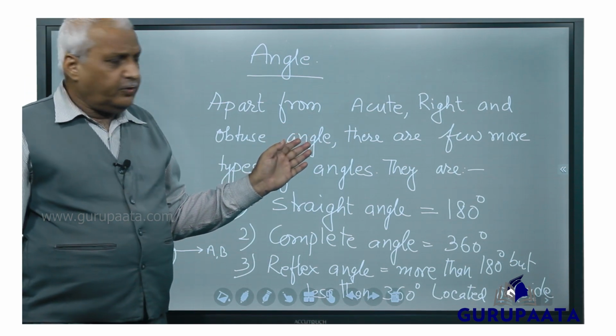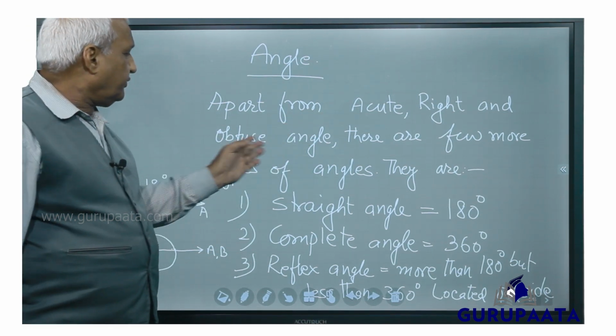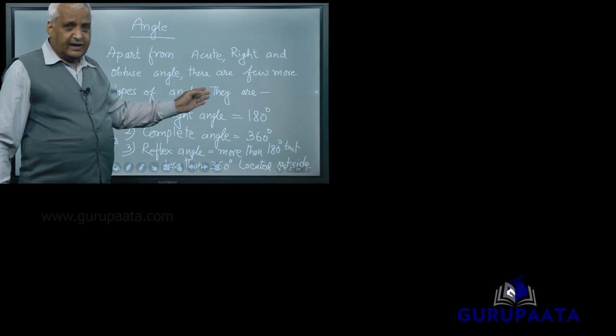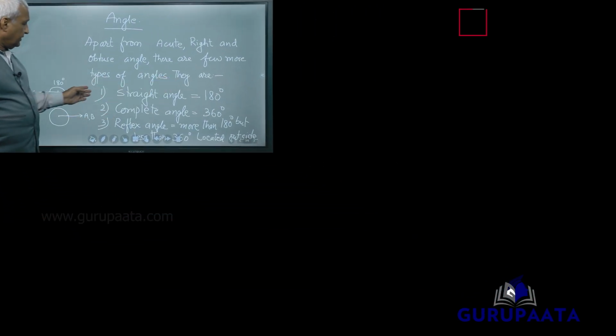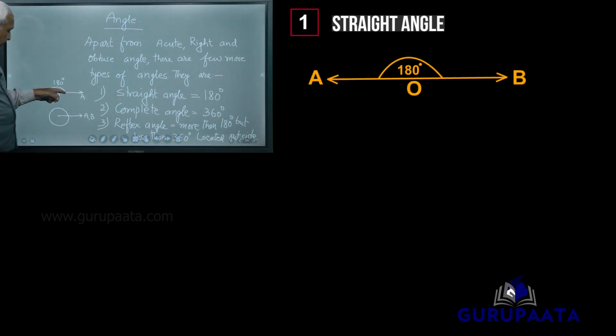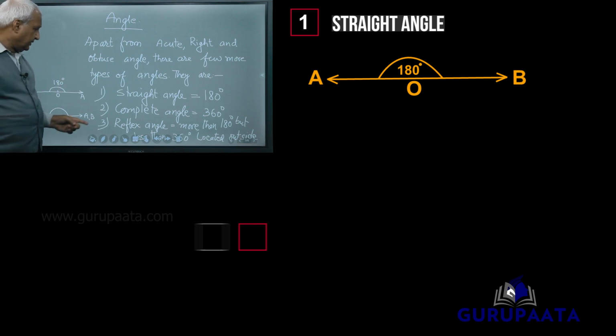Apart from acute, right and obtuse angle, there are a few more types of angles. Number one, a straight angle. What is a straight angle? If the angle formed is 180 degrees, that is called a straight angle.